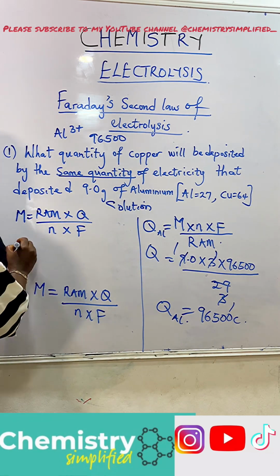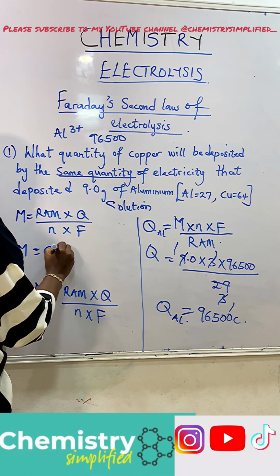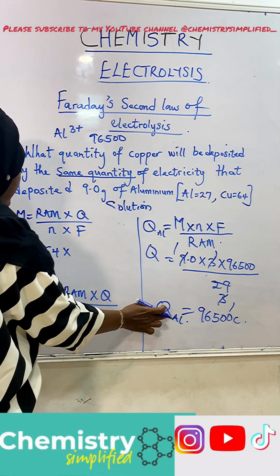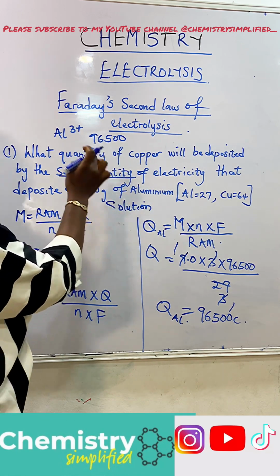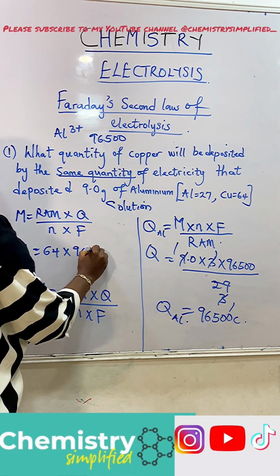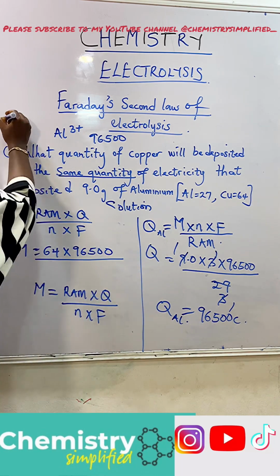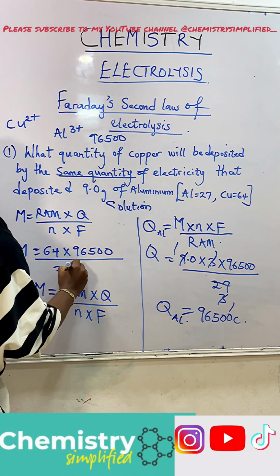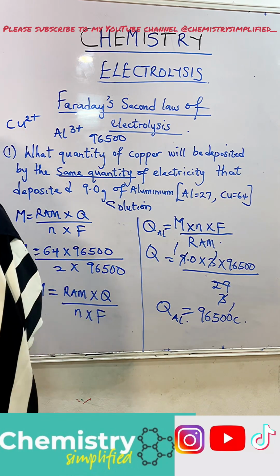So here now, mass of copper will be equal to, what is the relative atomic mass of copper? 64, right? Multiplied by quantity of electricity of copper. We are going to make use of that of aluminium because they have said here that the copper will also make use of the quantity of that of aluminium. So we are going to make use of 96500 that we got here, all over number of charges. What is the number of charges of copper? Copper always carries 2 plus. So the number of charges there is 2 times Faraday constant, which is 96500.